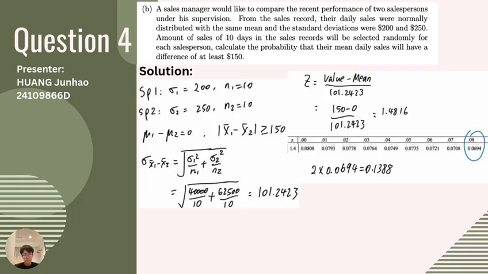Then if we use the statistical table, the answer would be 0.0694. But since the question asks for a difference of at least 150, this could be person A sells 150 more than person B, or person B sells 150 more than person A. This is a two-tailed situation. So we need to multiply the probability by 2. The final answer will be 2 times 0.0694, which equals 0.1388.